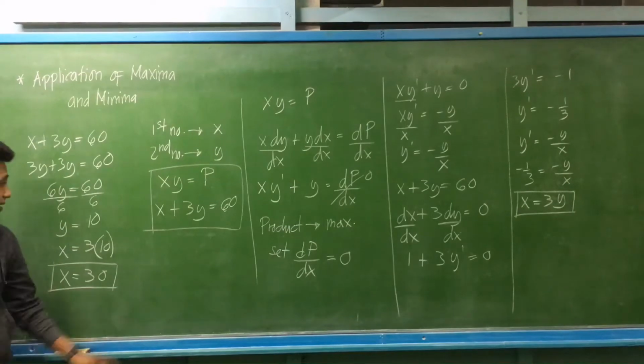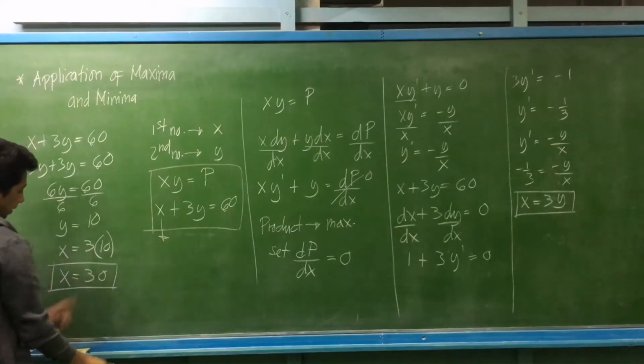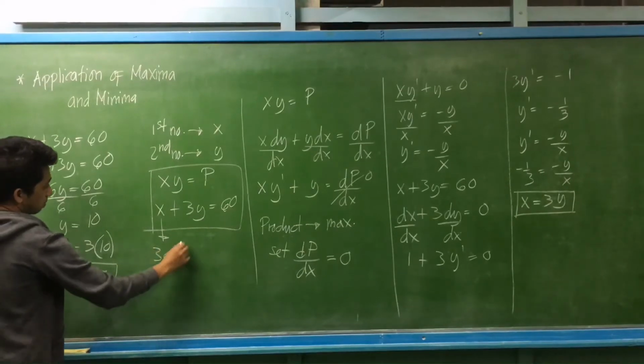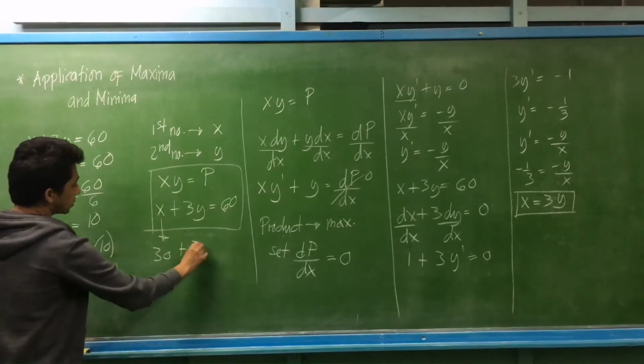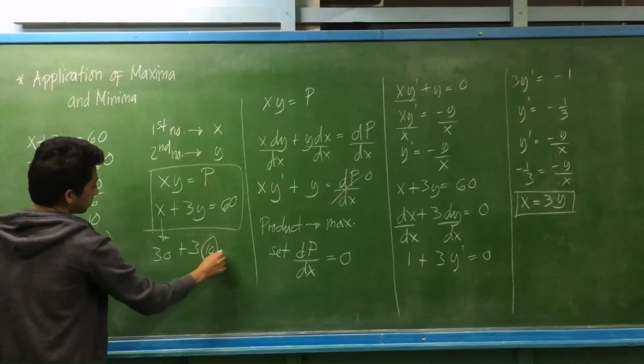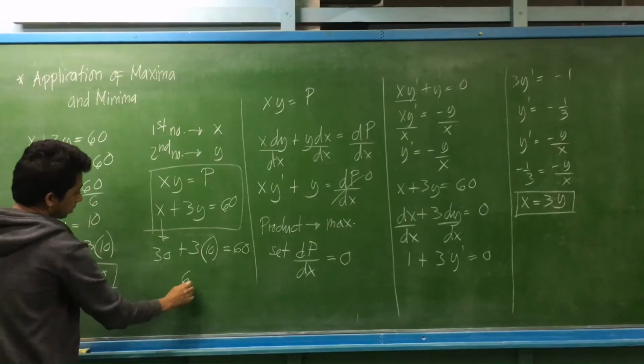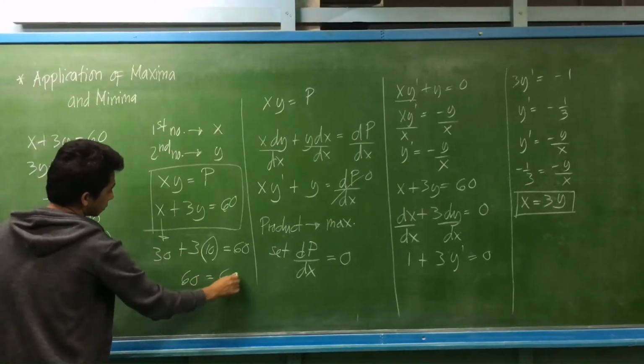We will do the checking. That is 30. Okay, checking natin. What is the value of x? That is 30. Plus, what is the value of y? That is 3 times the value of y, which is 10. That is 3 times 10, equal to 60. So 30 plus 30, this is 60, equal to 60.